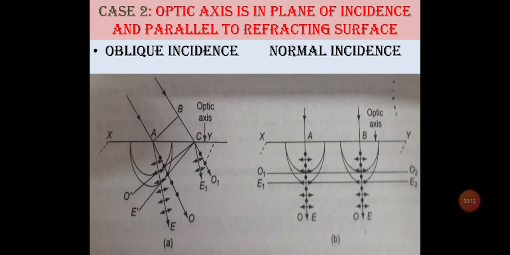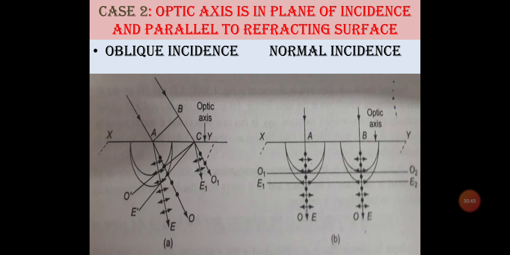Now the two secondary surfaces, that is the sphere due to O ray and the ellipsoid due to E ray, will touch on this line. The positions of the ordinary and extraordinary wave fronts, that is CO dash and CE dash, are drawn in order to represent here. Now O ray and E ray will travel with different velocities in different directions. So we can say that double refraction is taking place.